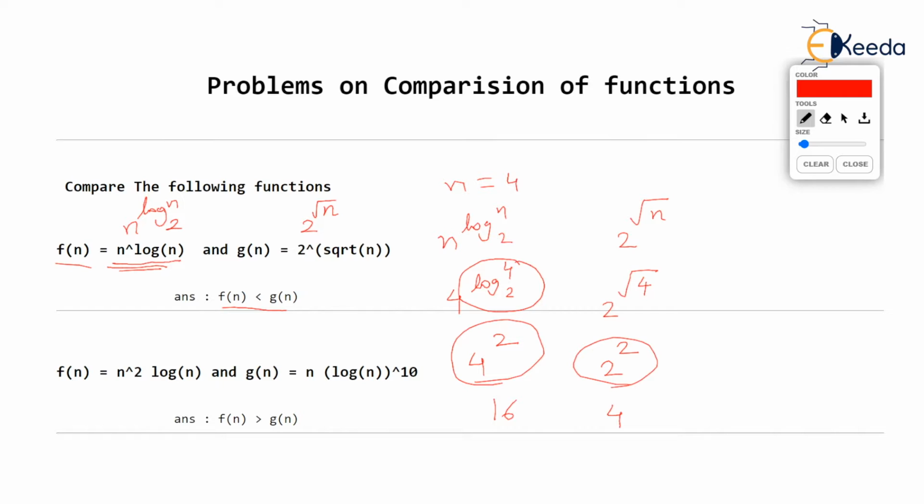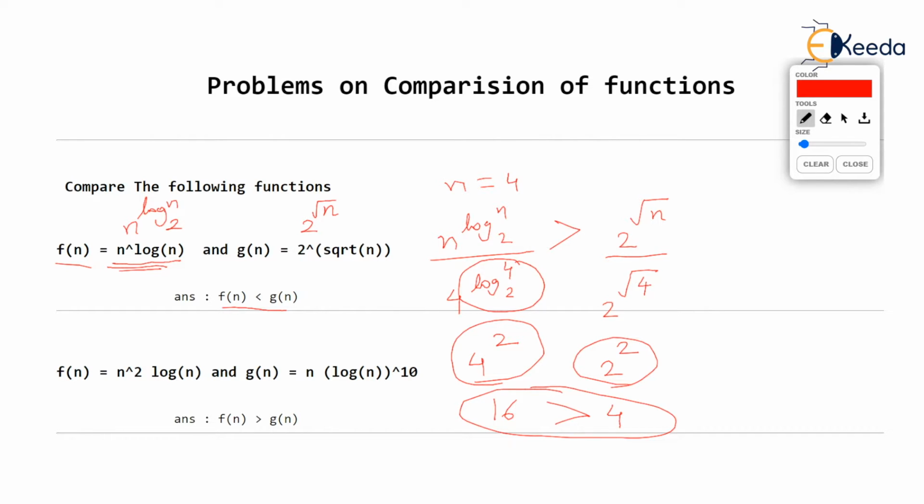So you will feel that the left hand side, f(n) given as n raised to log n, is greater than 2 raised to root n. This is what happens when you simply substitute the values. But you should not stick to only one value. You should go for some higher values also.